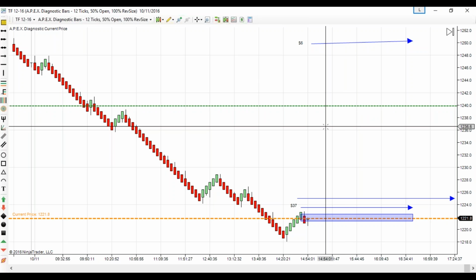Okay, sell the spread is the same way. It's just opposite. It's the same exact thing, just opposite. Okay.